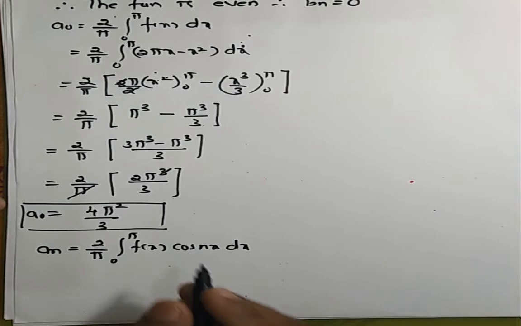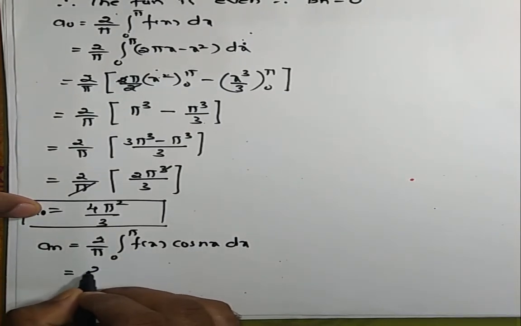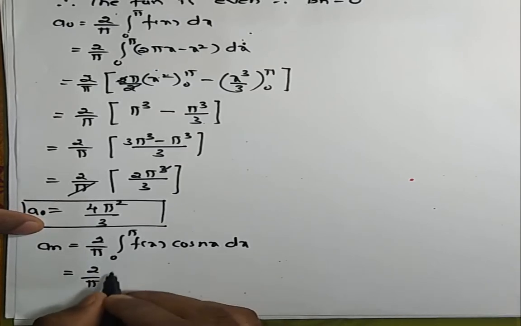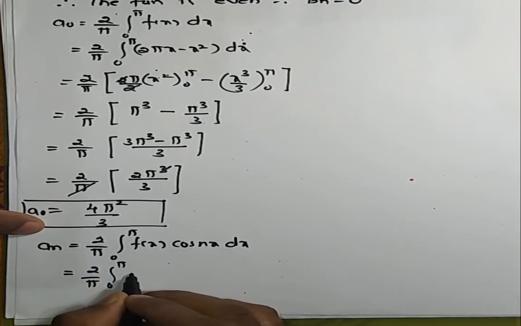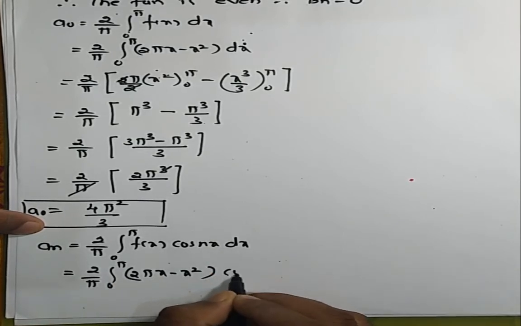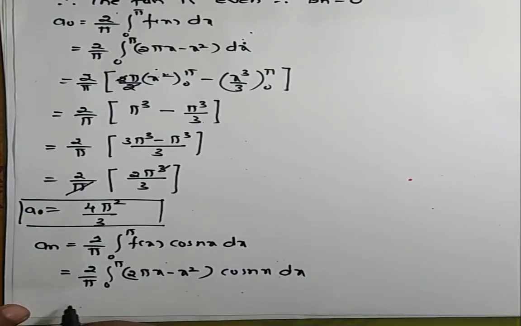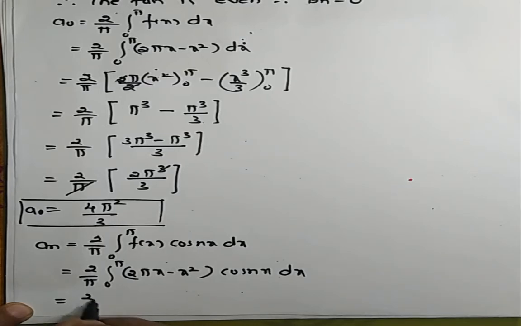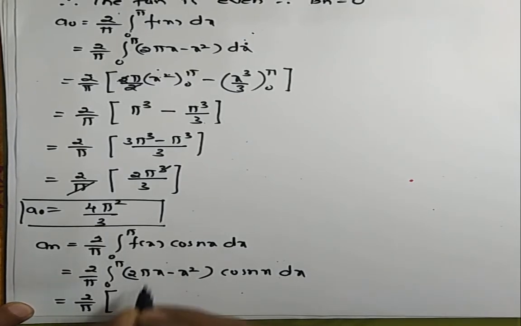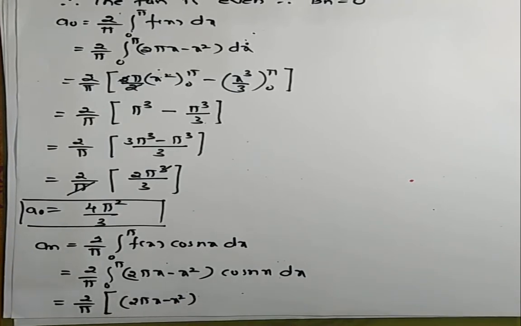Okay, now further substitute 2 divided by pi, integration 0 to pi, as it is. The function is 2 pi x minus x square into cos nx with respect to dx. Now apply the Bernoulli's rule. So 2 divided by pi as it is, bracket, first function 2 pi x minus x square as it is, integration of cos nx is.